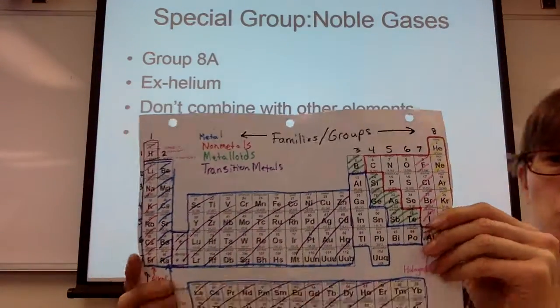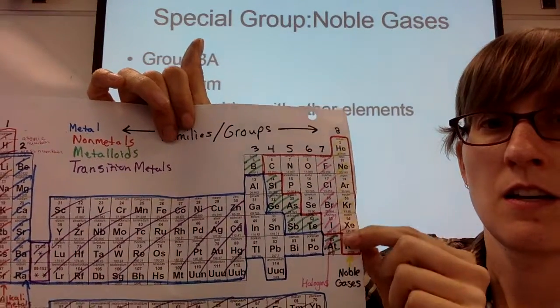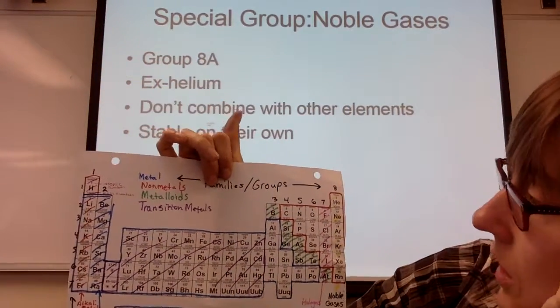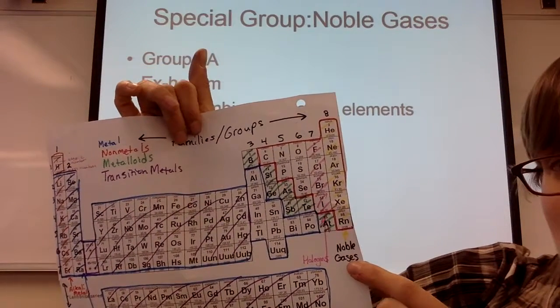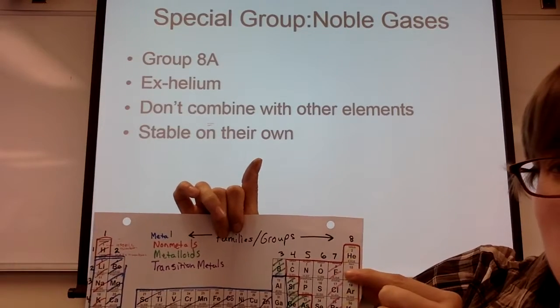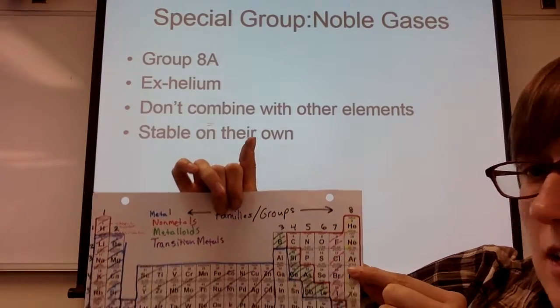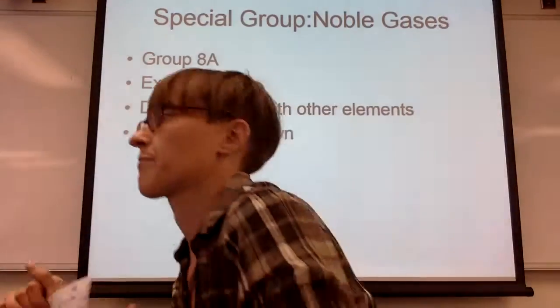Okay, so the first special group we have is group 8. Okay, this group right here, these are called our noble gases. So you see I labeled that and colored them a certain color. An example is helium. These elements do not like to combine with other elements, and they are stable on their own. So please mark your periodic table there.